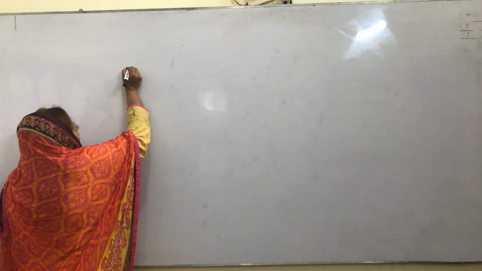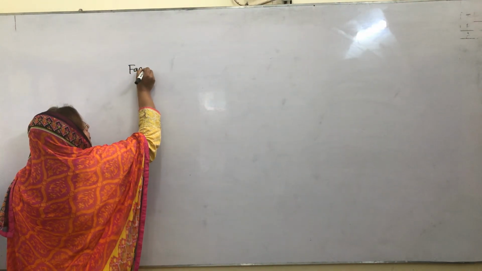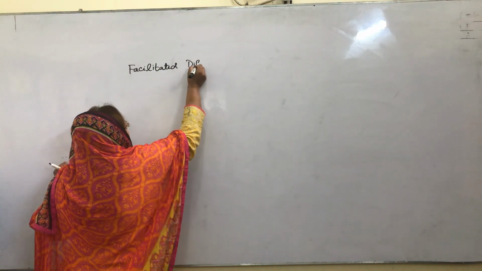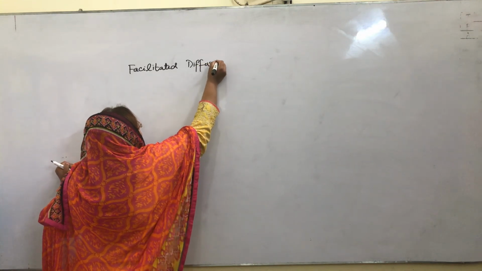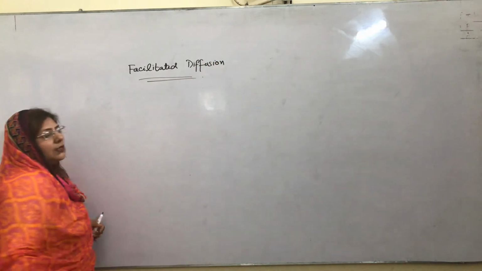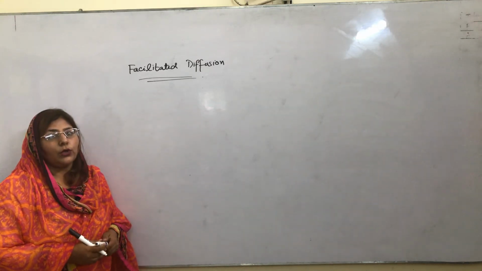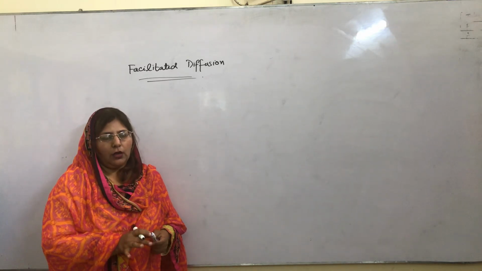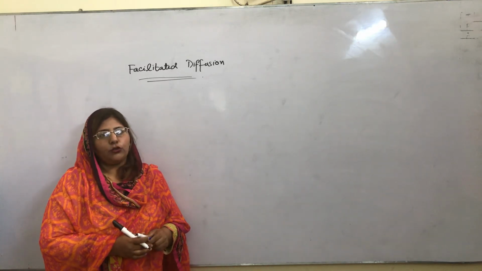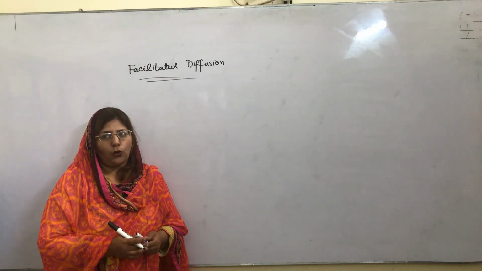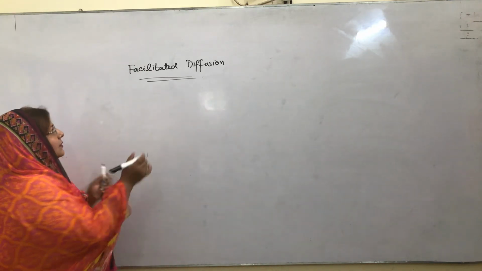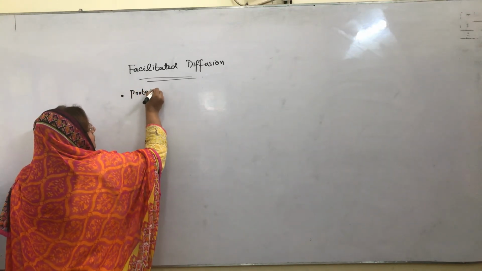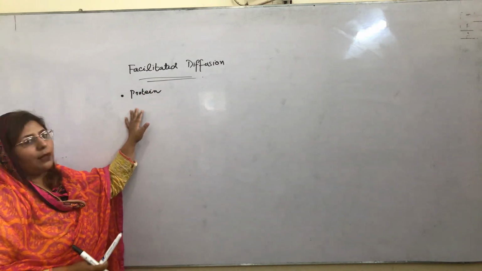Before that, there is facilitated diffusion. It is a process. There are some molecules in the body of the cells which are large and which need to be pushed. So how do they get the push? They get the push from a protein. So it needs a protein. Facilitated diffusion needs a protein.